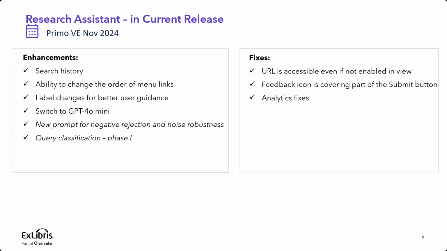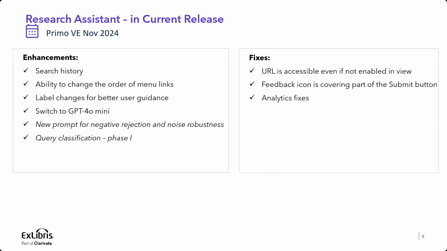New prompt for negative rejection and noise robustness. This is how we deal with information that is not relevant to the user question. In the next release, we're going to deal with specific scenarios and we are going to enhance it in the future. The query classification is handling the cases where we cannot answer the user question.